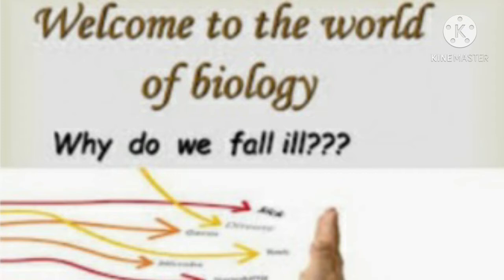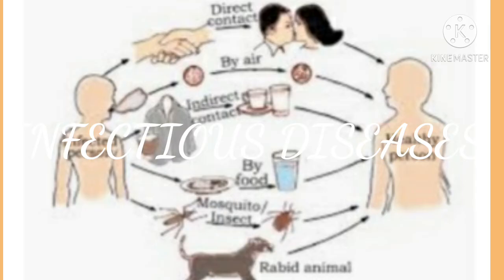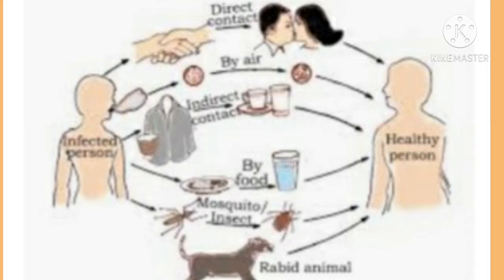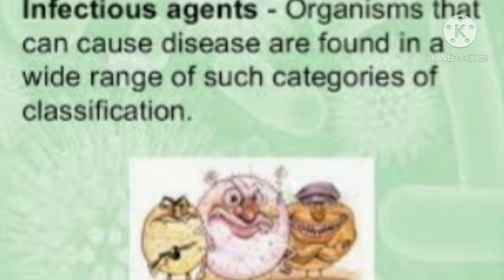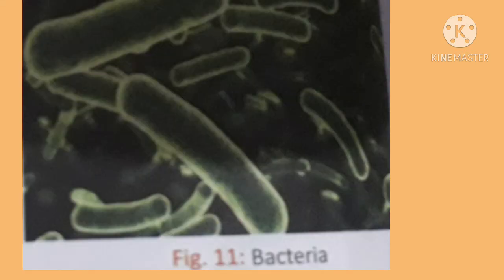Under this topic, we are going to discuss infectious diseases or communicable diseases. The diseases which get spread from an infected person to a healthy person through air, water, food, insects, or physical contacts are called infectious diseases. Infectious diseases are caused by infectious agents, which are mostly microorganisms. Such microorganisms are found in a wide range of categories such as viruses, bacteria, fungi, protozoa, etc.